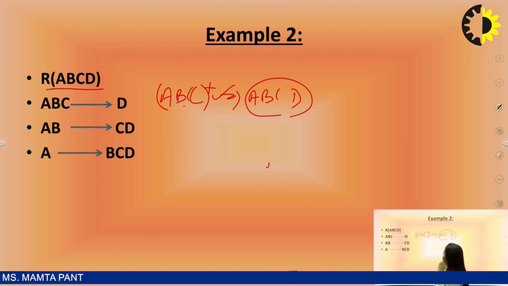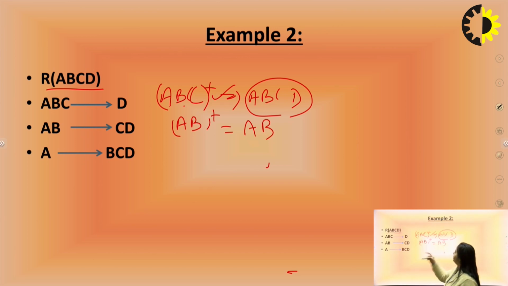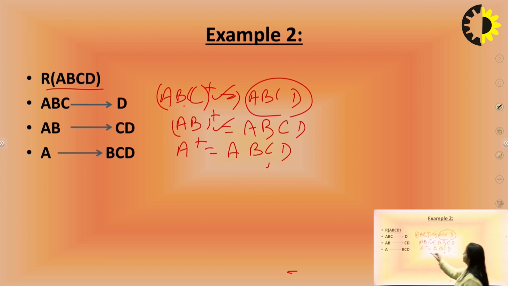So this is a key. Next, find out the closure of AB. I already have A and B, and with the help of AB, I can find out the values of C and D. So with the help of AB, I can find out the rest of the attributes. Yes, so AB is also a key. Next, find out the closure of A. I already have A, and with the help of A, I can find out the values of B, C and D. So is A also a key? Yes, A is also a key. So here we have 3 keys, ABC, AB and A. All 3 are keys.